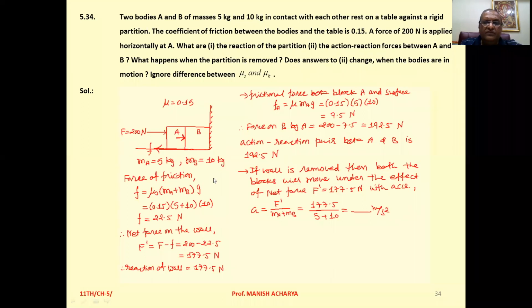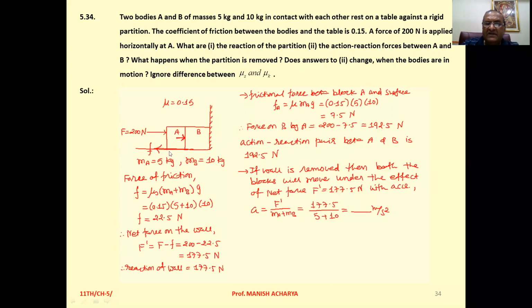So first of all, we have to calculate the friction between the body and the floor. Here friction is mu s into mg. M is the total mass of the system, that is ma plus mb. Actually we write mu s into N, but N equals mg, so directly here it is written. So mu s is 0.15, ma 5, mb 10, g also 10. So friction is 22.5 Newton.